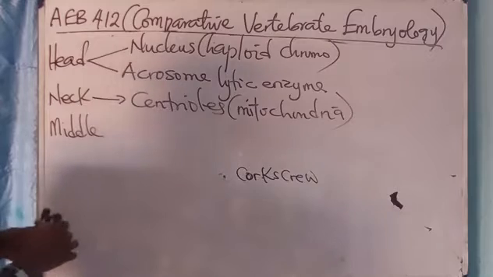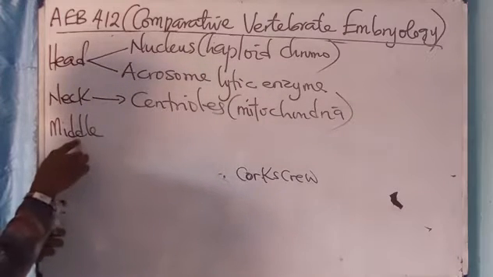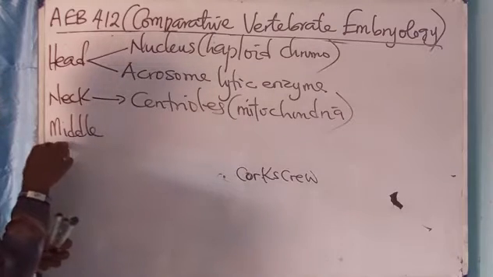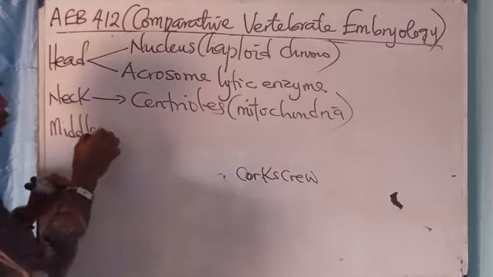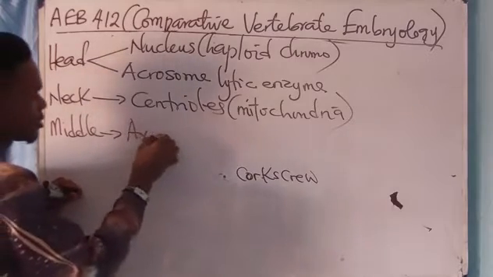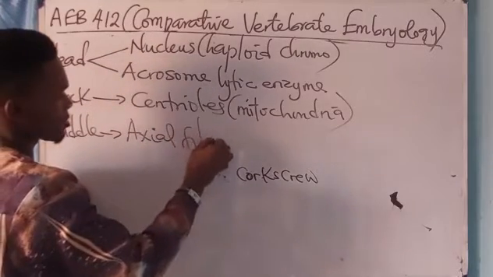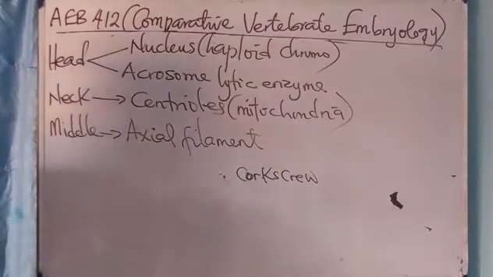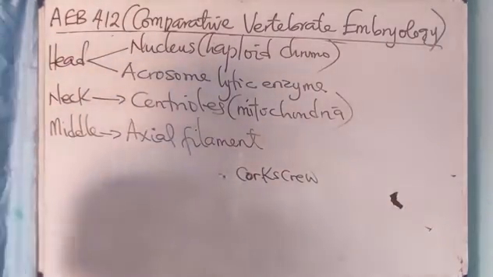Now you have the middle piece. The middle piece is actually the first division of the tail, and you have the axial filaments in the middle piece, which is the first division of the long tail.